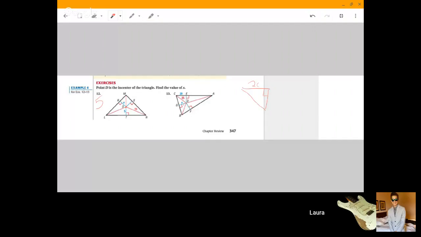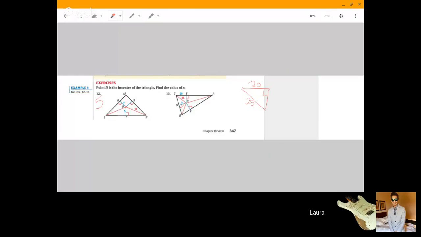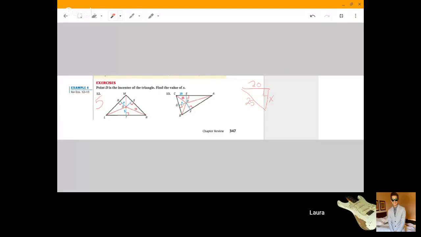Here's 20. Here's 25. And if we can find that other side of it, then we would know one of the blue lengths, right? This one. Okay, so how can we find that missing side? Subtract 25 from 20. No. If you have a right triangle, how do you find the missing side?